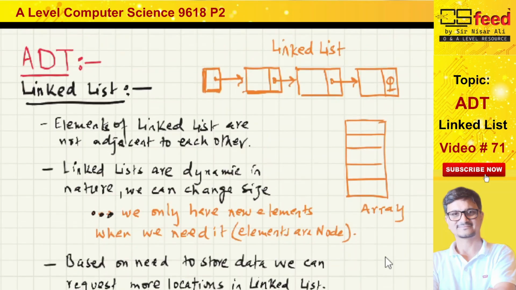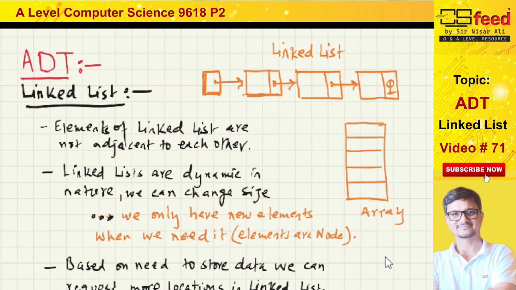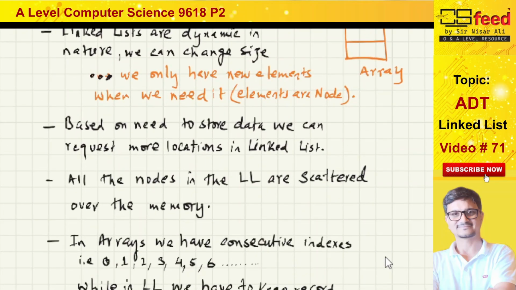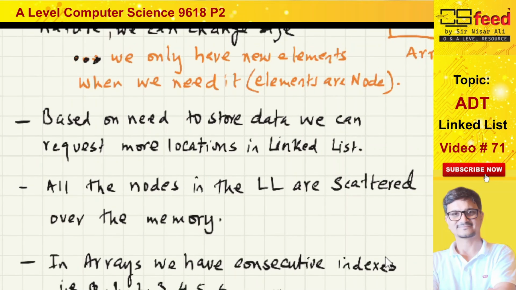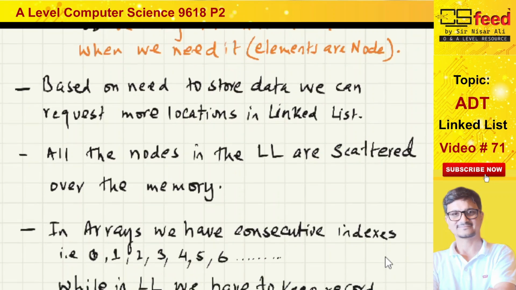All right, the elements in the linked list are called nodes. So these are nodes. Based on the need to store data, we can request more and more locations in the linked list. So that is why it is dynamic in nature.